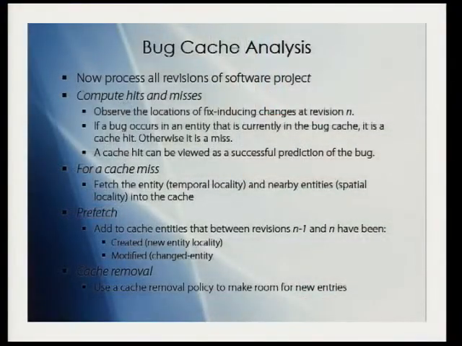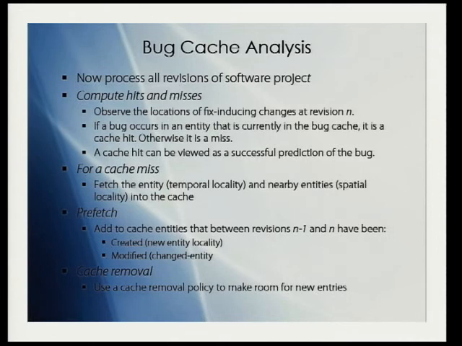Okay, during the analysis stage, we process all the revisions of the project, and so we compute hits and misses here. So, we observe where the fix-inducing changes are at a given revision. If a bug occurs in a file or entity that's currently in the cache, we call that a hit. Otherwise, it's a miss. In some respects, a cache hit can be viewed as a successful prediction of the bug. So we had it in our cache, a bug occurred, and so we call that a successful prediction.